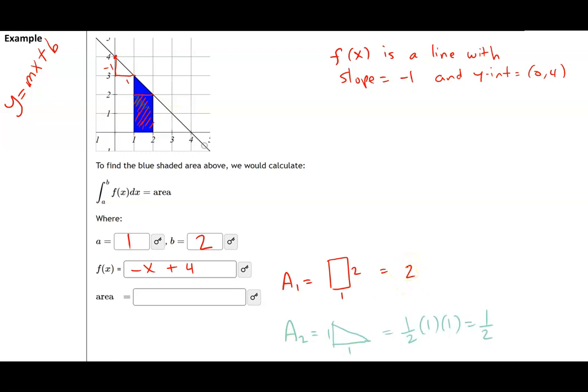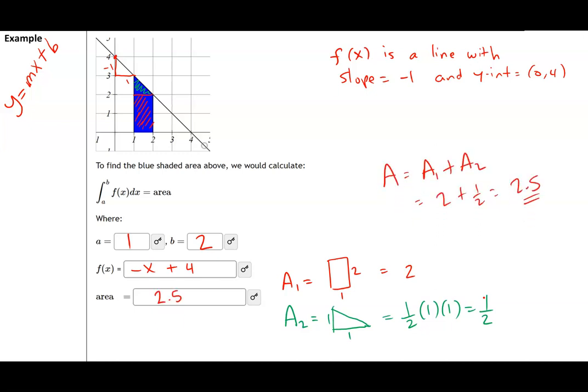Now what about the triangle? Its base is 1 and its height is also 1. So the area is going to be 1/2 times base times height, which is just basically 1/2. So if we add these 2 areas together, 2 plus 1/2, it'll give you 2.5, and that'll represent the area of that shaded blue region, which is also this integral. So it's the integral from 1 to 2 of this line -x plus 4 dx. That's what this area 2.5 represents.